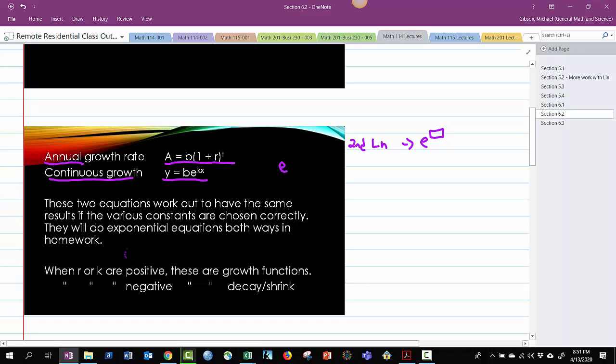A little reminder here about the exponents. When r or k are positive, the way we've got this set up, these are growth functions. When r or k are negative, they're decay functions, is the terminology.